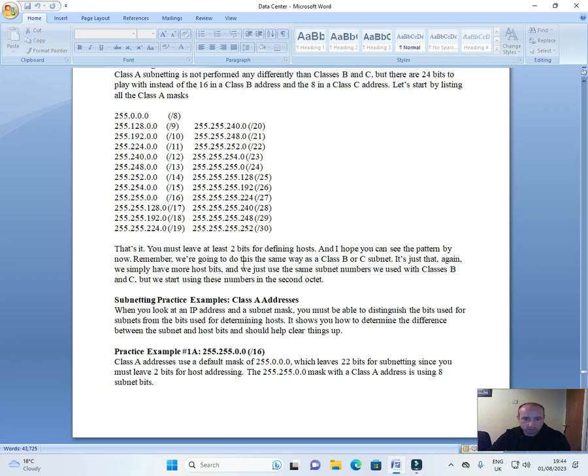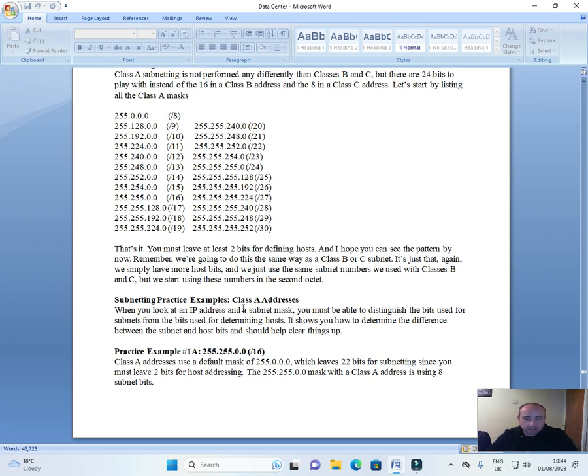pattern by now. Remember, we're going to do this in the same way as Class B or Class C subnets. It's just that, again, we simply have more host bits and we use the same subnet numbers we use with Class B and Class C, but we start using these numbers in the second octet.